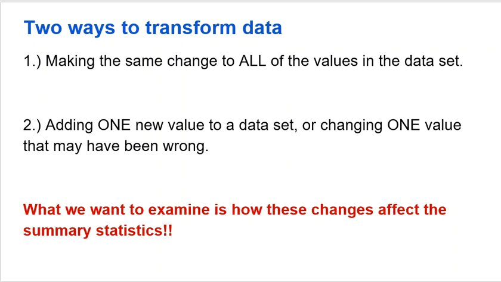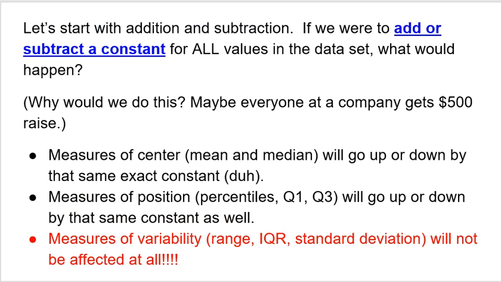So again, what we want to do is examine how these changes affect the summary statistics: mean, median, mode, standard deviation, IQR, range, all that fun stuff that we've been learning about. All right, so let's start with addition and subtraction. This is actually very simple and very common sense. If we were to add or subtract a constant to all of our values in the data set, what would happen? Well, first off, why would we do this?